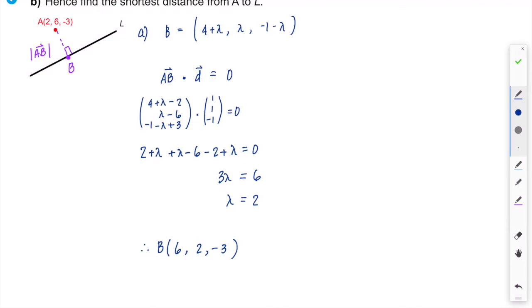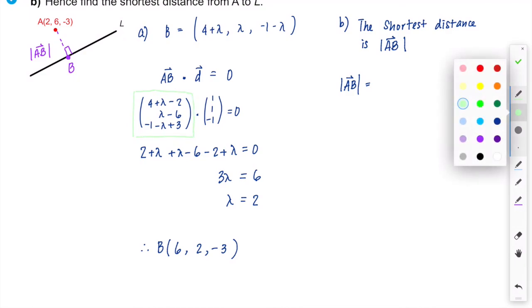Okay. So now part B, the shortest distance. It is the magnitude of the vector AB. Okay. So we're looking for what is this vector? 4 plus lambda minus 2. We can go back to this line here, this part in the question, and recycle it, right?